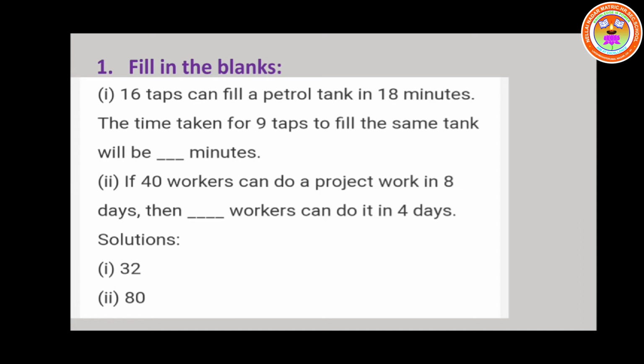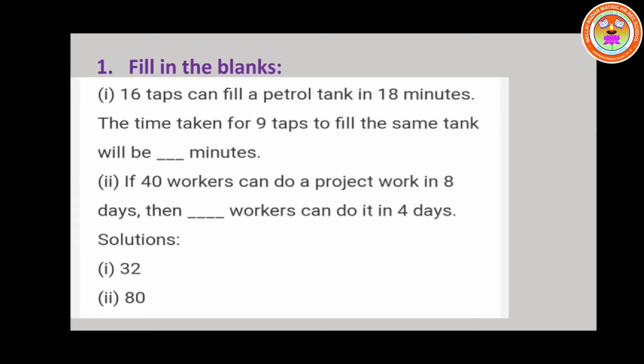Okay, so now you apply the formula. 16 into 18 is equal to 9 into x. Now bring that 9 down. So 16 into 18 by 9, you can cancel: 9 twos are 18. Now multiply 16 into 2. What will be your answer? 32 is your answer. Okay, now second subdivision.